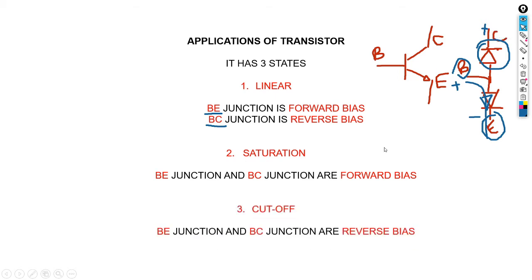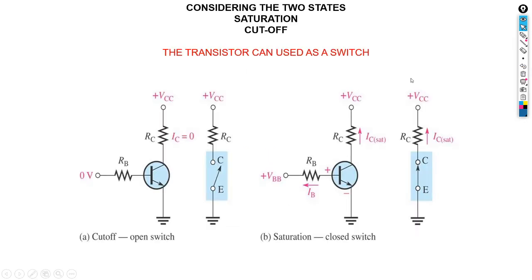Another state is the cutoff. In order for our transistor to be in cutoff, the BE junction and the base collector junction must be reverse bias. So you can see that we have been talking about bias. By the way you bias your transistor, it can be in 3 states: linear, saturation, or cutoff. Now, considering the 2 states, saturation and cutoff, our transistor can be used as a switch.